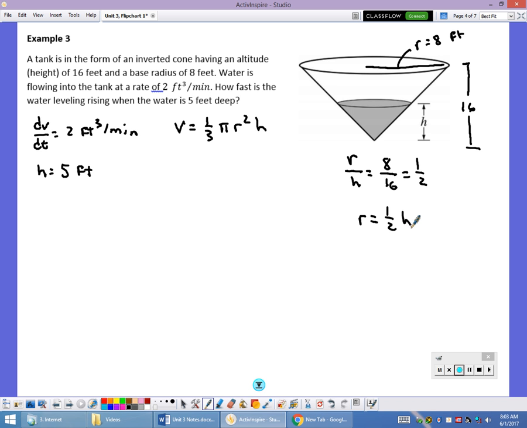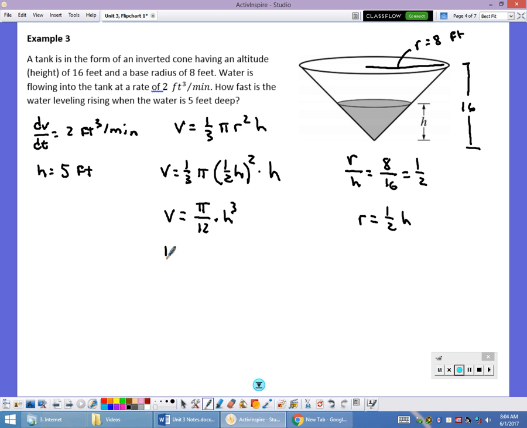That's the way it's always going to be. It's only for this particular cone, not for all cones, but just this particular one. So I can rewrite the volume as 1/3 pi times 1/2 h squared times h. When I simplified that, I can write the volume as pi over 12 times h cubed. So now we have the volume all based upon the height. And when I go to take the derivative, I'm just going to have height as my variable.